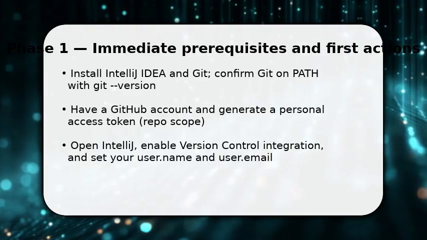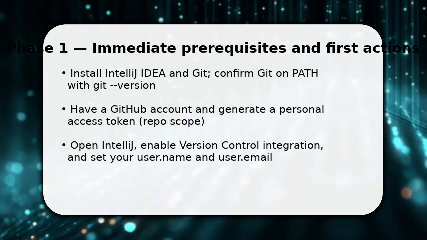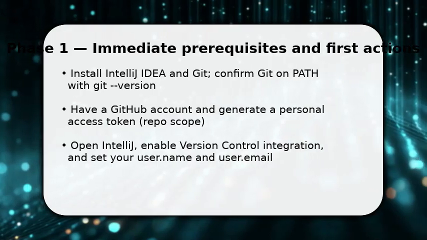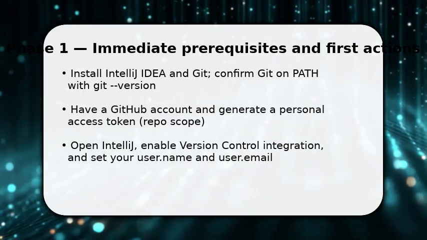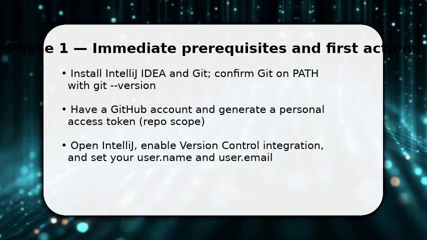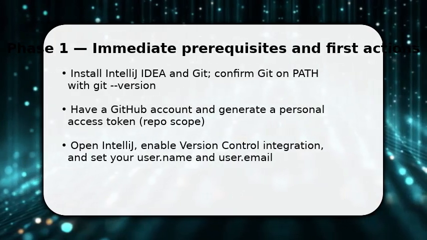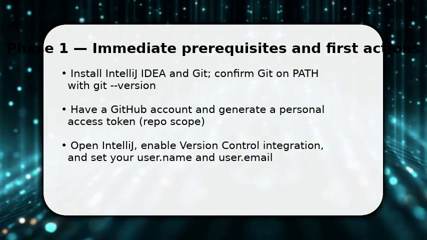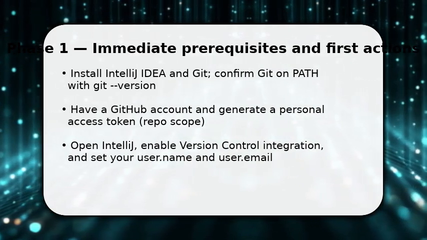Then configure your Git identity in Settings. Set user.name and user.email because commits require attribution. Finally, keep the token handy. You'll use it for authentication in the next step, and this avoids password prompts and enforces modern security.